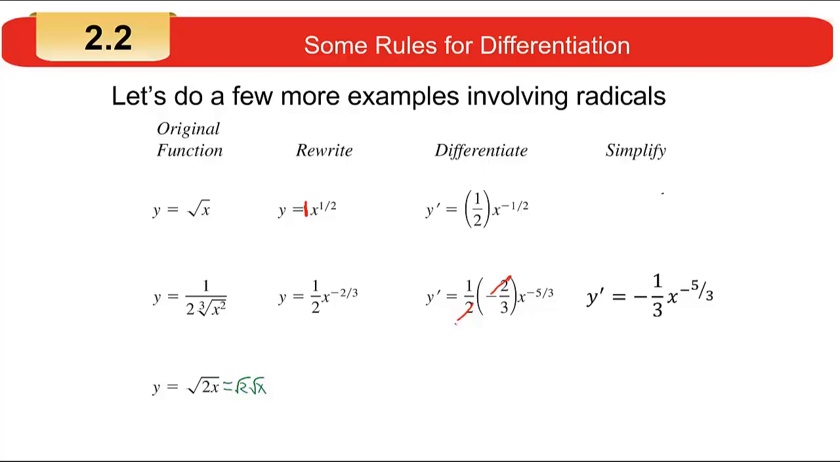The square root of 2 is just a number. So that's a number times the square root of x. And remember, the square root of x is x to the 1/2. Now it looks like a power rule problem. A number times x to a power.